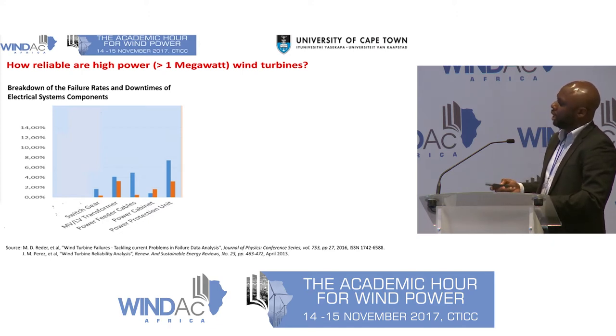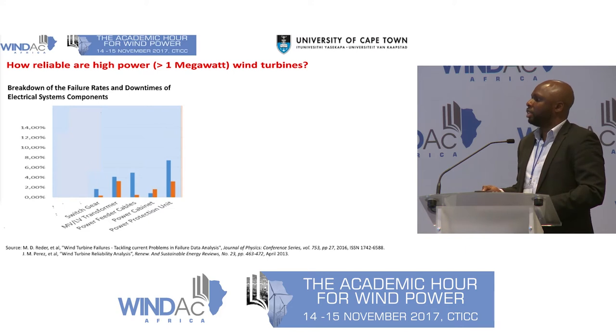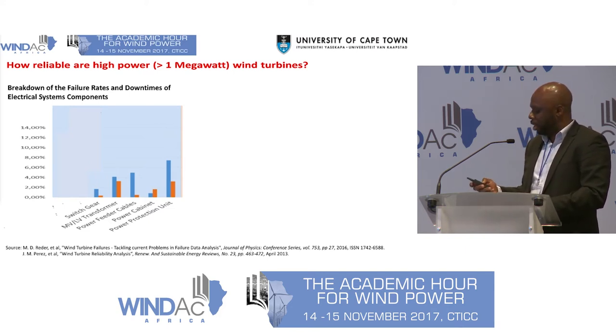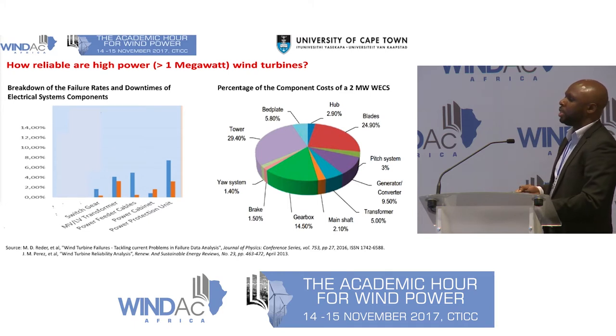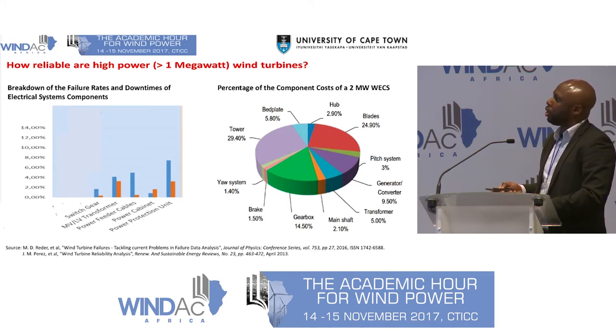But why we are interested in the transformer is based on two main reasons. Number one, the downtime required in case a transformer fails is quite high, is the highest. And apart from that, the transformer itself is the most expensive electrical component of the wind turbine. It costs an estimated 5% of the total installation cost. It's actually very close to the cost of the converter, which is about 5% as well.